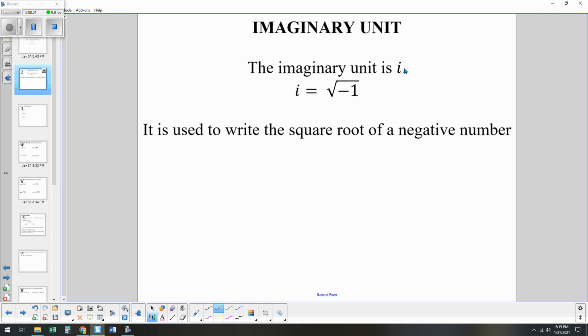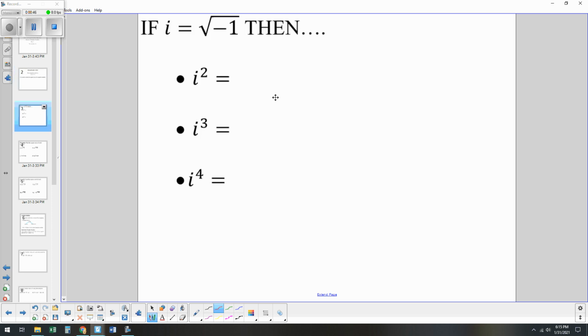So the imaginary unit is i, right? So we're going to use i for the imaginary unit, and i is equivalent to the square root of -1, right? So anytime we have the square root of a negative number, i is actually part of that answer. And if I think about the fact that i equals the square root of -1, if I'm doing i squared, then that's the square root of -1 squared. And you know whenever we square a square root, we eliminate the symbols and we're left with whatever's left. So i squared is actually equivalent to -1.